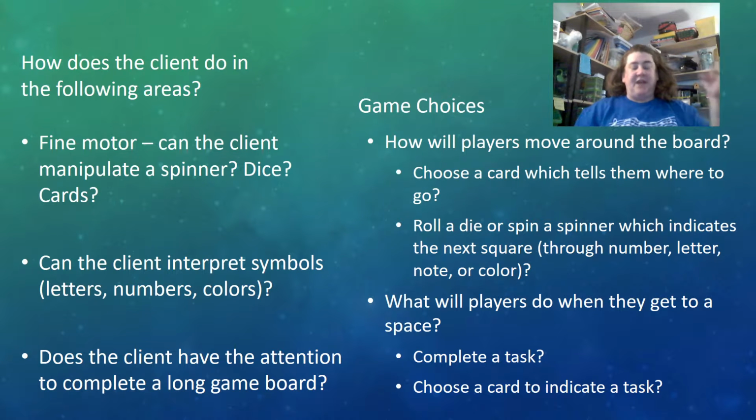So they spin the spinner, it lands on 3, they go to the next 3, or they move forward 3 spaces, depending on their number concepts. Or you spin a spinner, it goes to red, they move to the next red.